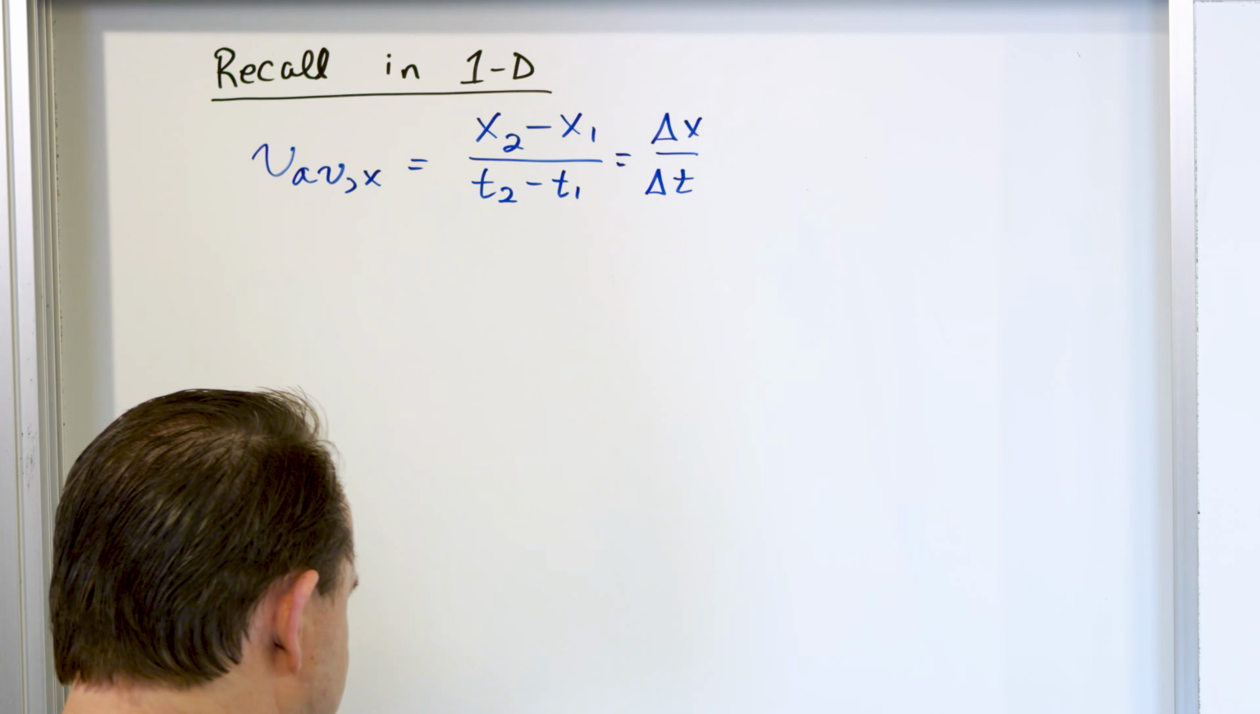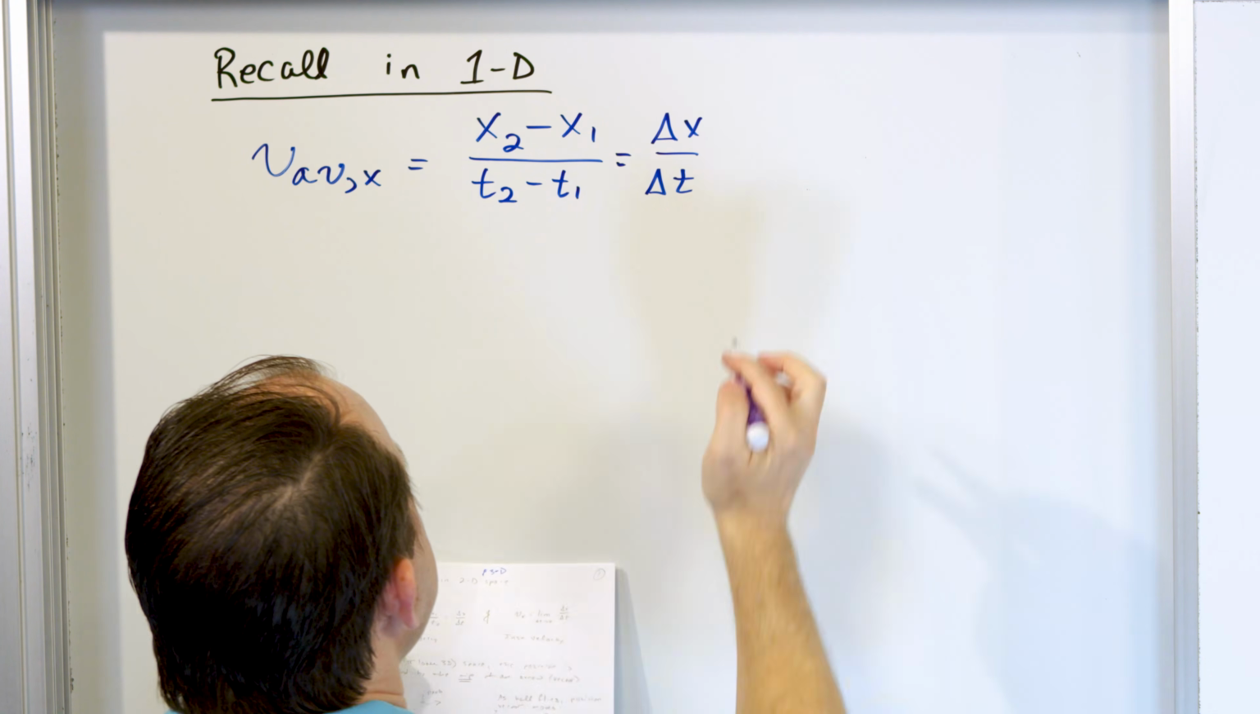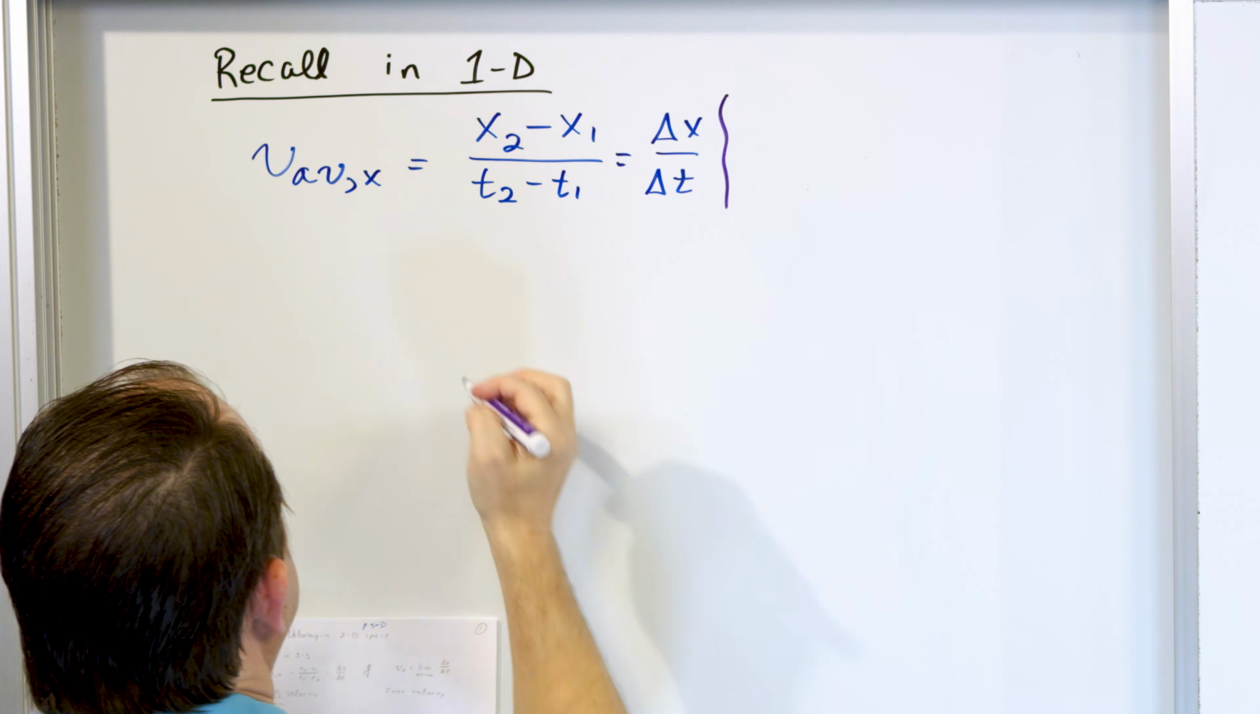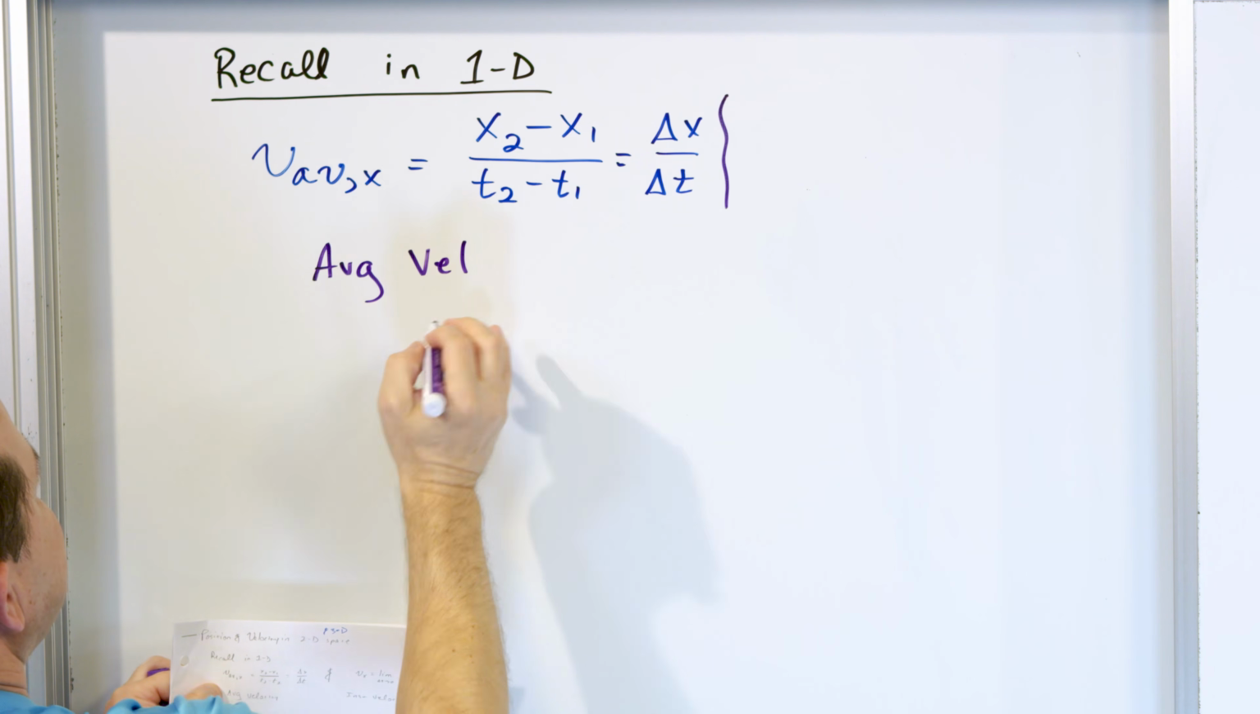This is just a kind of a trip down memory lane, so to speak. All right. And then we also learned that this was called average velocity, right? That's what that was called.